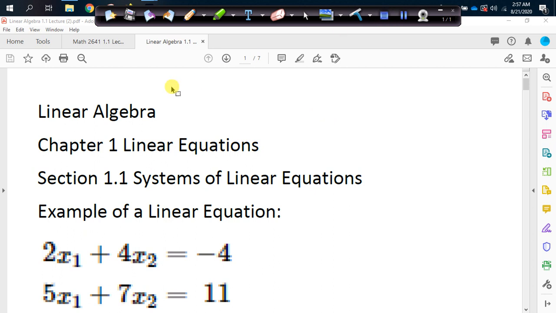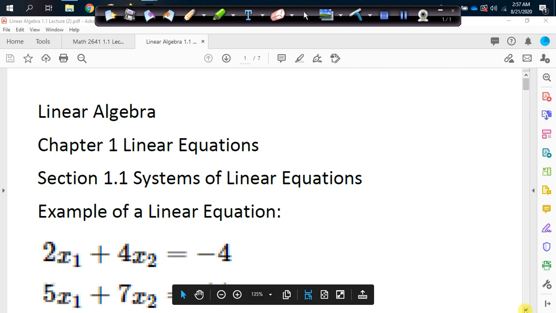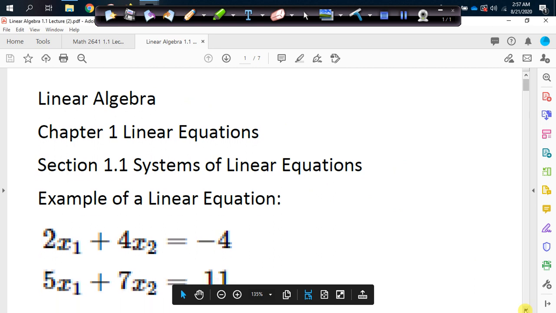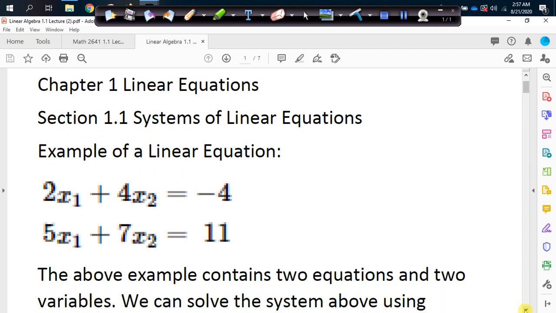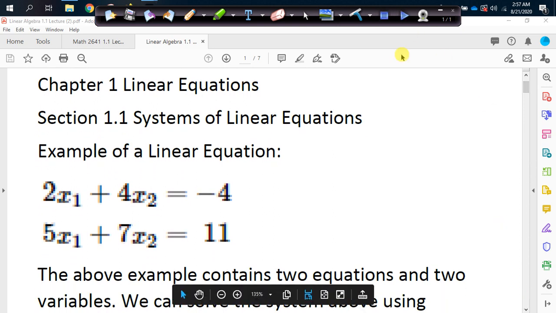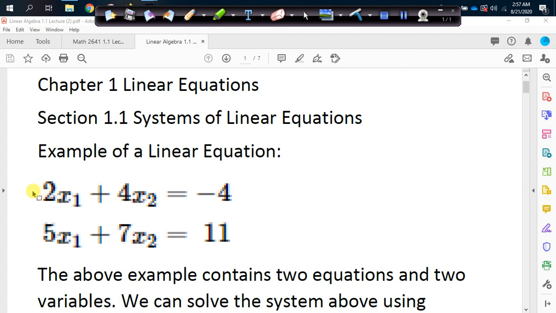Class, I wanted to start this section. This is section 1.1, Systems of Linear Equations, and you have probably covered this in college algebra, I would think, or somewhere. So a system of equations, just two, in this example, it's two equations and two variables.